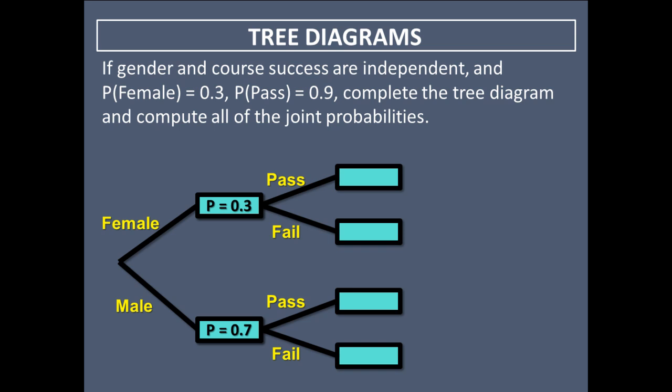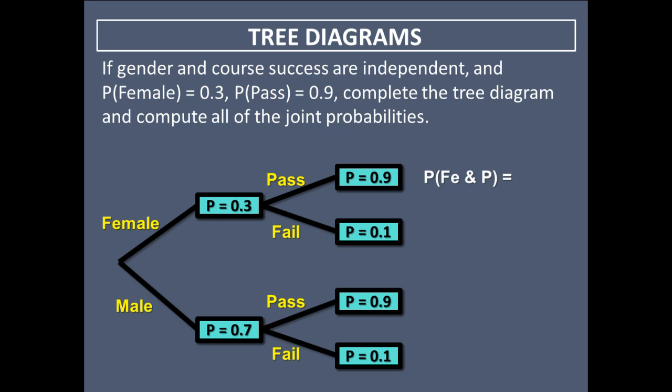We were told that the probability of a pass is 0.9, which would mean the probability of failing would be 0.1. And the fact that it told us that gender and course success were independent right off the bat is very important, because what does that mean? It means that it doesn't matter if I'm talking about the males or females. It means the probability of passing and failing is the same regardless. So passing for males is also 0.9 and failing for males is also a probability of 0.1.